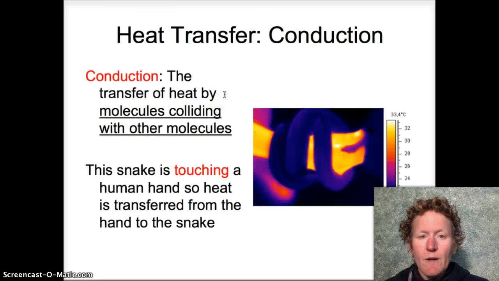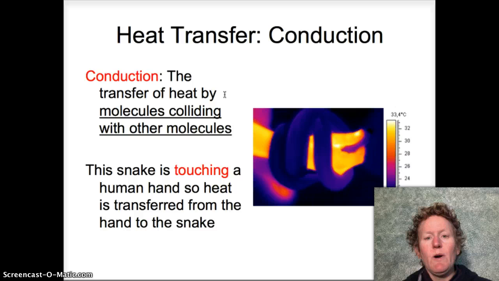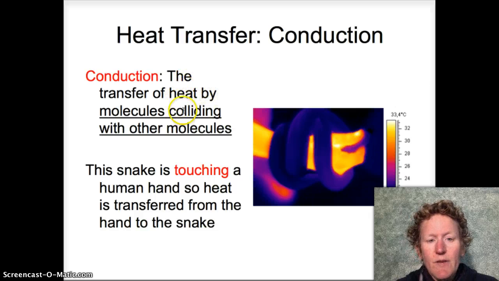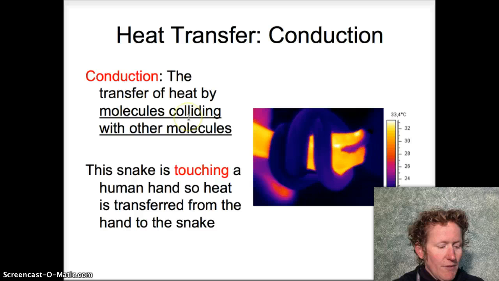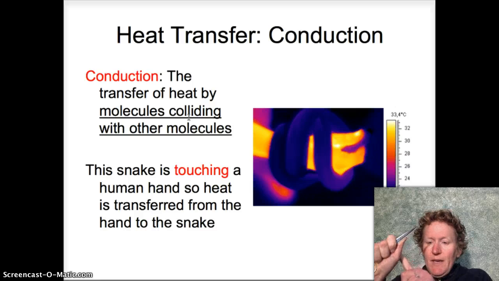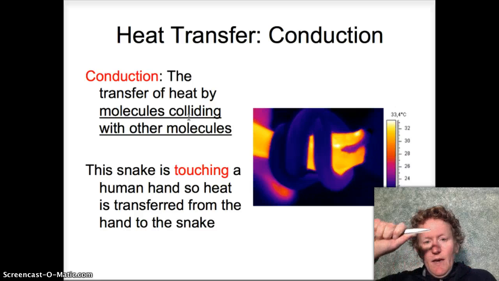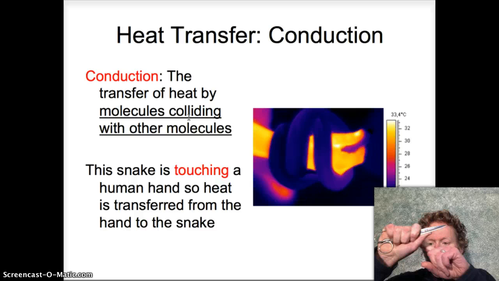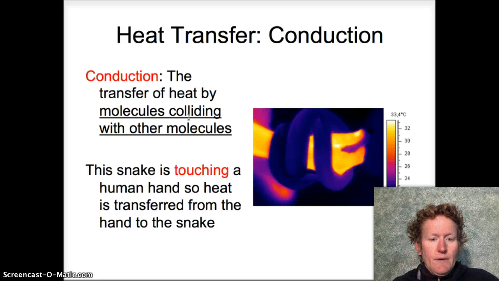So when we transfer heat from one object to another, there are some different ways we can do that. One of them is called conduction, and that's transfer of heat by molecules colliding with other molecules. For example, if I pick up a scissors, I conduct heat from my hand into the scissors. And the molecules in the scissors and my hand are colliding with each other.